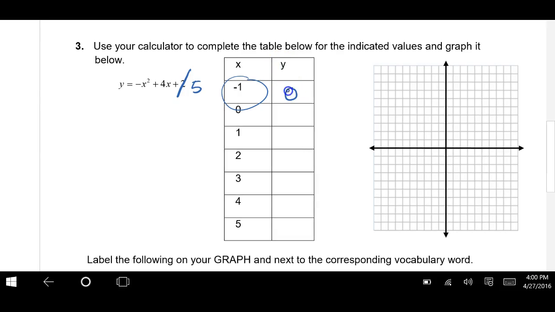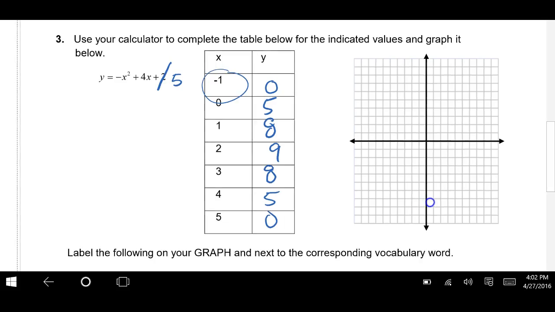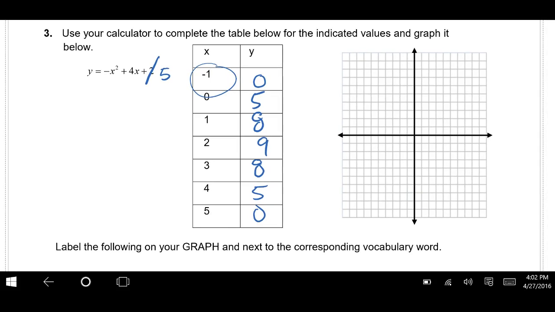My first value will be 0, and I want you guys to do the rest. So fill in the table. So pause here. Once you fill in the table, then you can click back and play. So now once you've graphed it, or I'm sorry, once you've plotted all these points, now we can graph it.